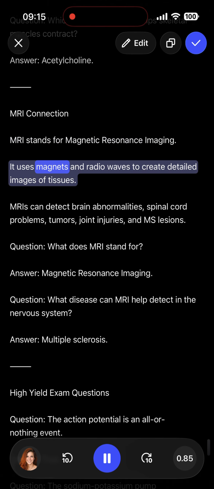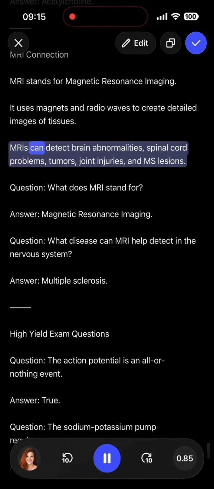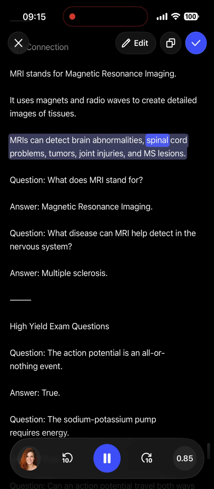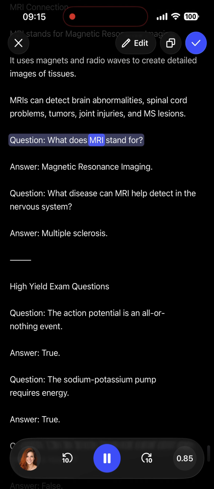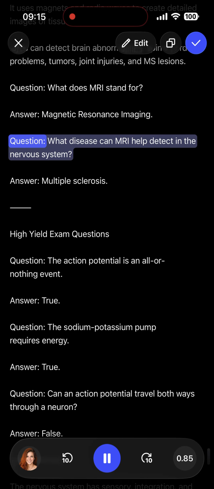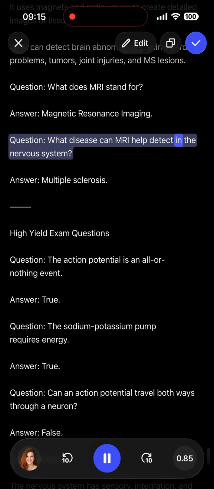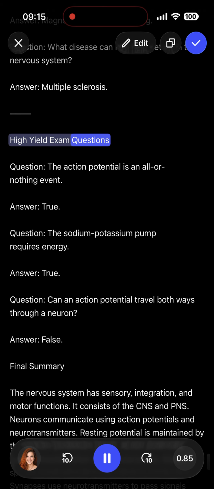MRI connection. MRI stands for magnetic resonance imaging. It uses magnets and radio waves to create detailed images of tissues. MRIs can detect brain abnormalities, spinal cord problems, tumors, joint injuries, and MS lesions. Question, what does MRI stand for? Answer, magnetic resonance imaging. Question, what disease can MRI help detect in the nervous system? Answer, multiple sclerosis.